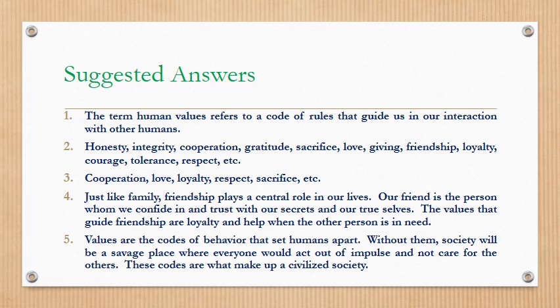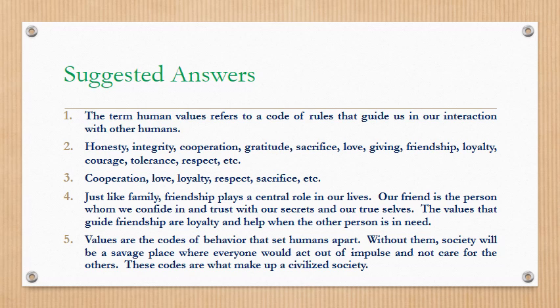Many different values, rules we live by in society. Honesty, integrity, which basically mean the same. Cooperation, gratitude, meaning being thankful for what you have, the blessings you have. Sacrifice, giving something very important to you in order to help someone. Love, giving, friendship, loyalty, courage, being a courageous person, being brave.